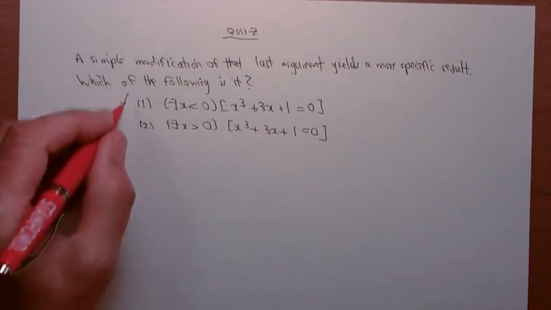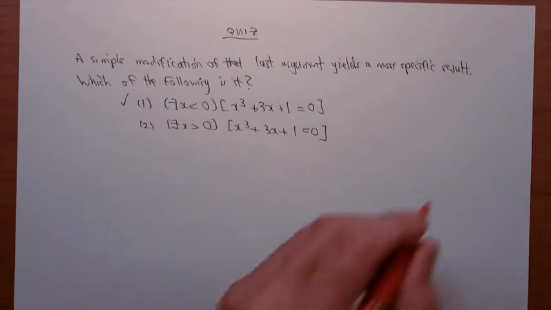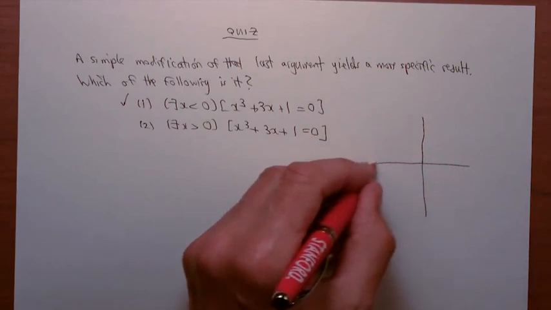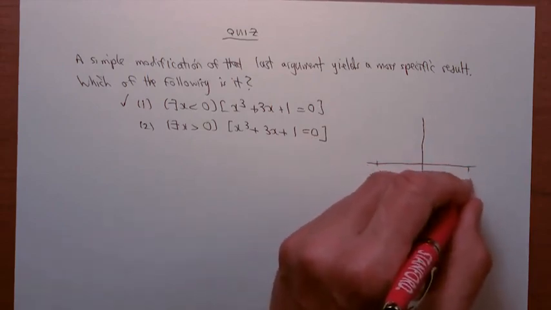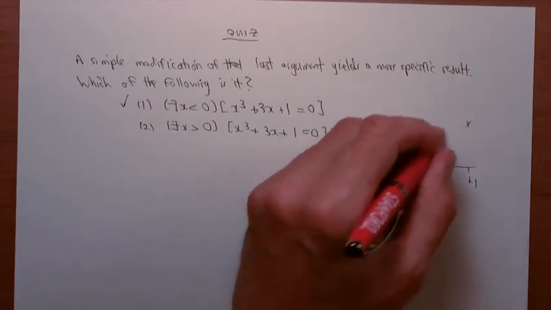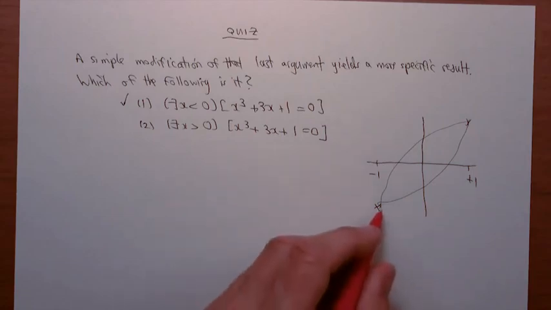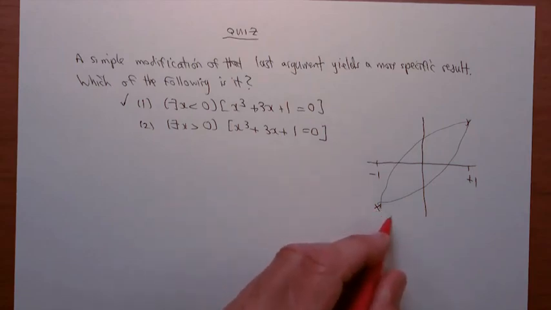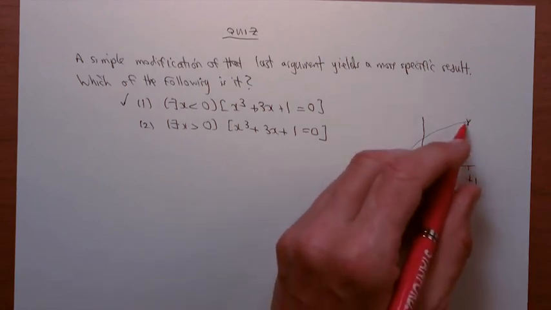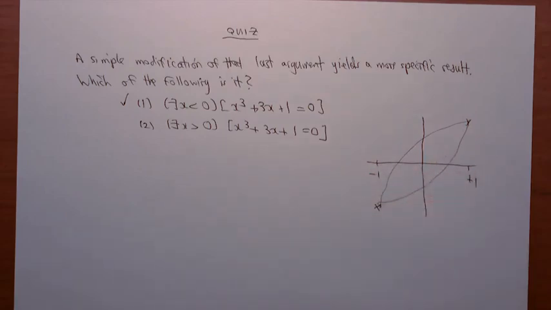Well, the answer is 1. And here's how we can get that. In the previous argument, I looked at the curve at x equals -1 and x equals +1, and I showed it looked something like this. At -1, the curve was below the x-axis. At +1, the curve was above the x-axis. And so it has to cross the x-axis somewhere between -1 and +1.